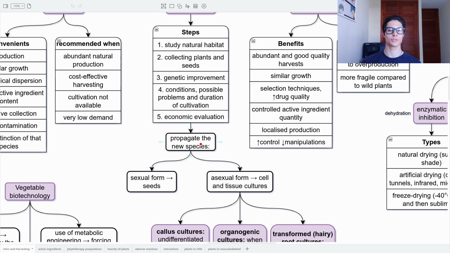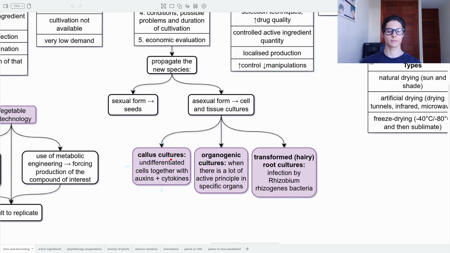So to propagate the new species, we can do it via sexual form using seeds or asexual form using cell and tissue cultures. So callus cultures are undifferentiated cells together with auxins and cytokinins. Then we have organogenic cultures. This is when there is a lot of active principle in specific organs of the plant. And we also have transformed hairy root cultures. And this has to do with the infection by Rhizobium rhizogenes bacteria.